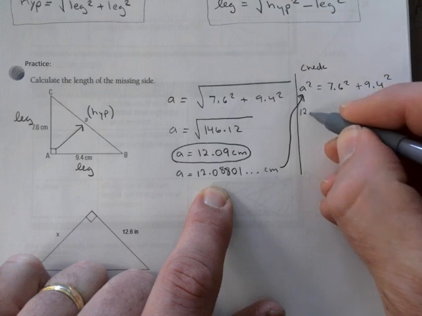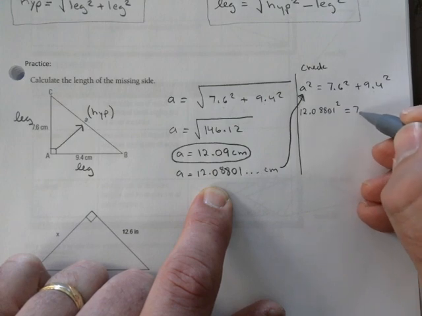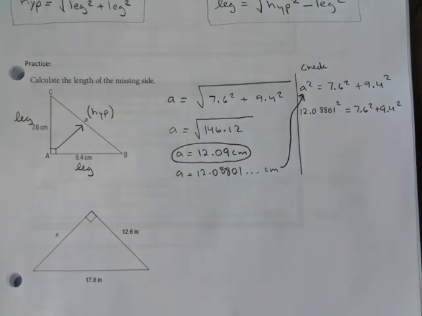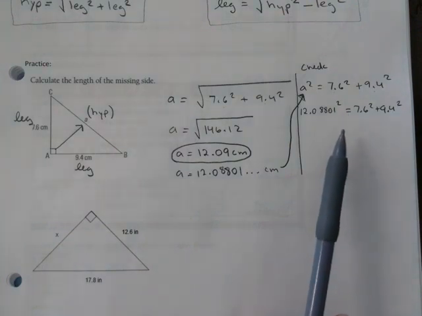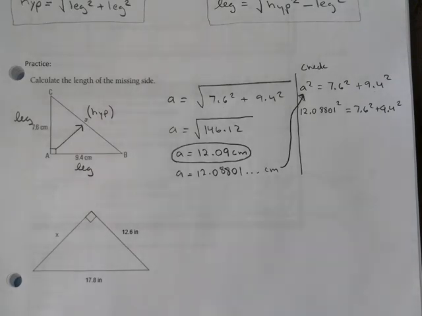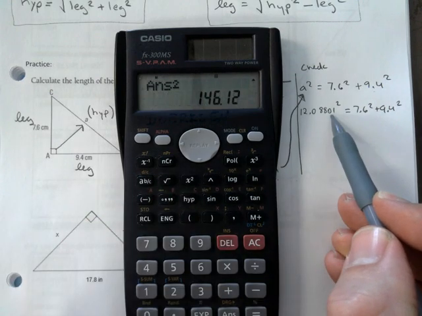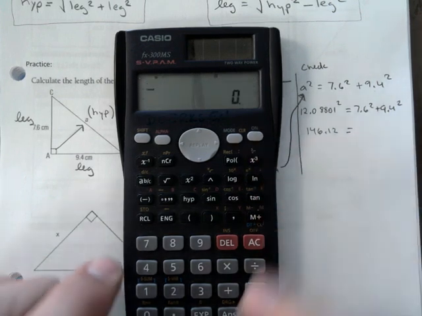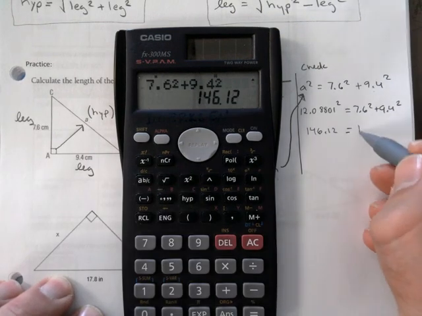So we're going to go 12.08801 squared is equal to 7.6 squared plus 9. What's that? No, this is just to check. And I will explain what else we're doing here when you do something like this. It's based on construction. Okay, so if I square this, what's on my screen, I get 146.12. If you go 7.6 squared plus 9.4 squared, it's the same thing.